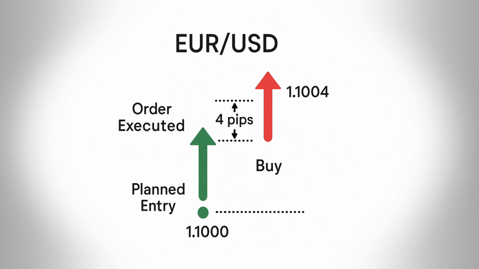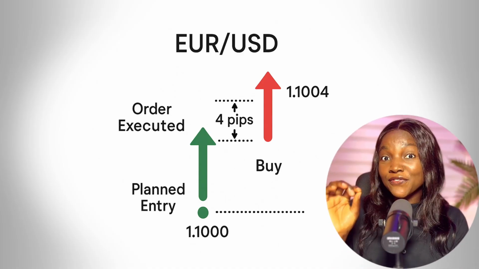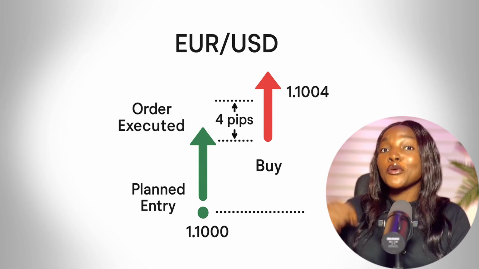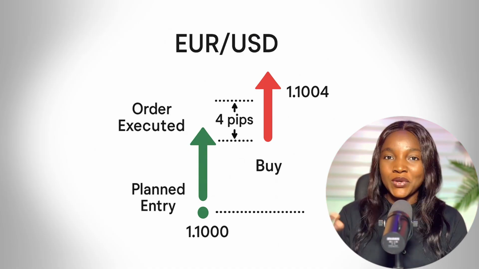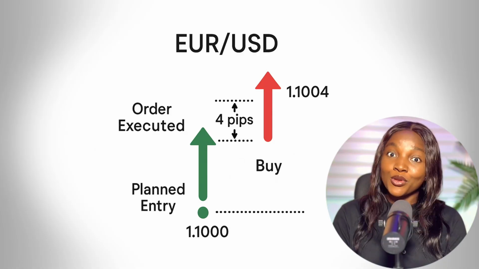For example, you wanted to buy EUR/USD at 1.1000, but your order was executed at 1.1004. That 4-pip slippage is money out of your pocket because you entered the trade at a higher price than you expected, so you've lost some money. Negative slippage often happens in a fast-moving market or when there is low liquidity.